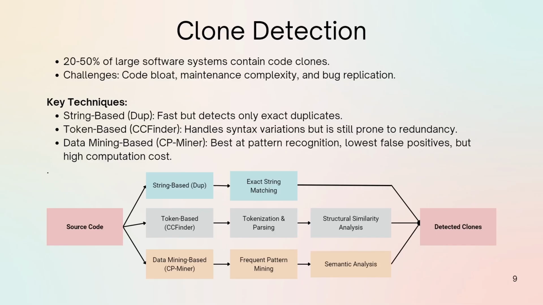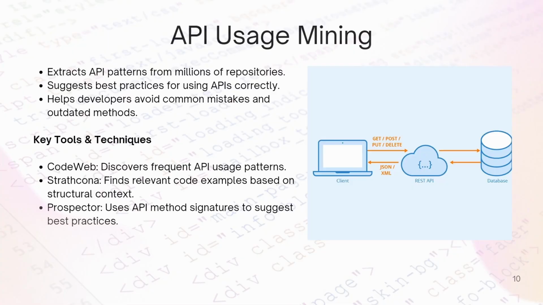The goal is to strike a balance, reusing code effectively without creating unnecessary redundancy. In 2021, an AI-generated Stack Overflow response introduced a dangerous bug into multiple repositories. It's like the clone wars. Too many clones can lead to chaos. Let's move on to API usage mining.